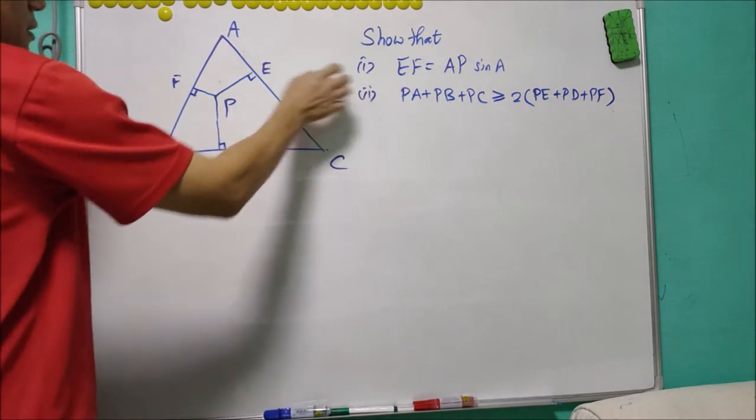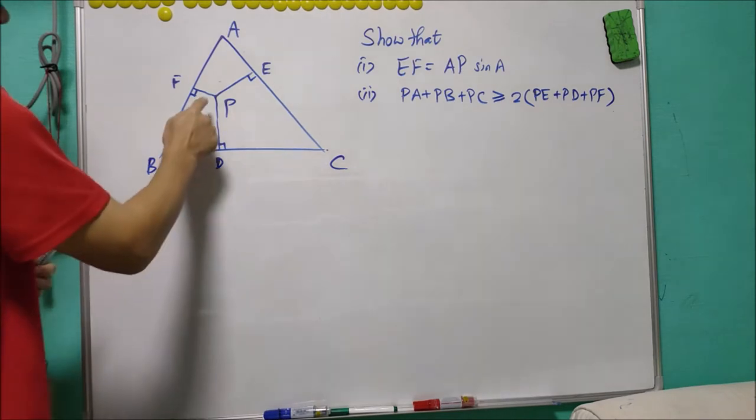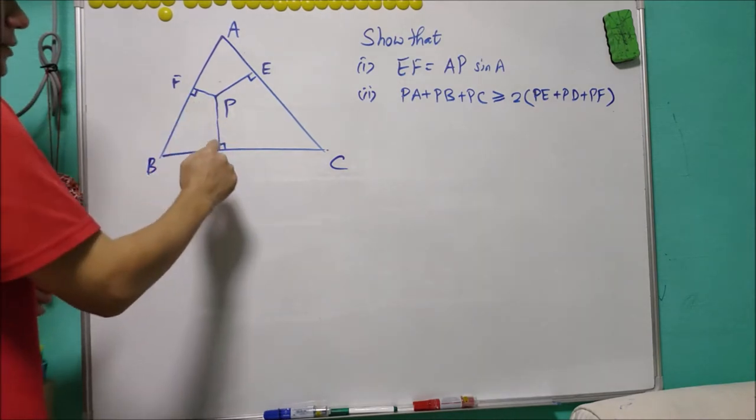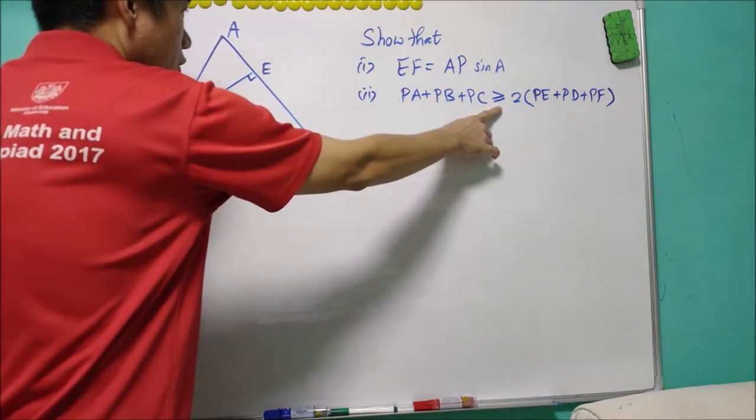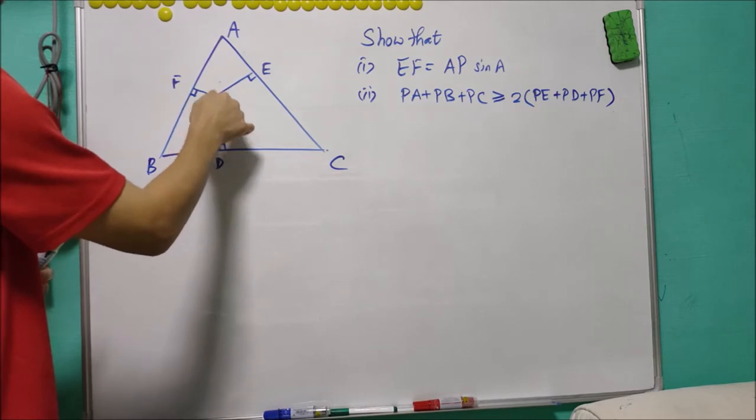With this, we are asked to show two things. Number one, EF equals AP sine A. Number two, the sum of distances from P to points A, B, and C is at least two times the sum of distances from P to points D, E, and F.